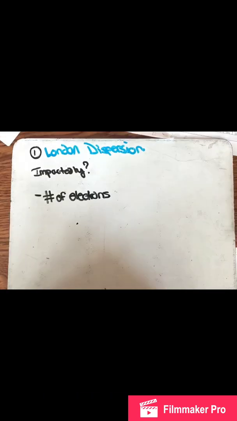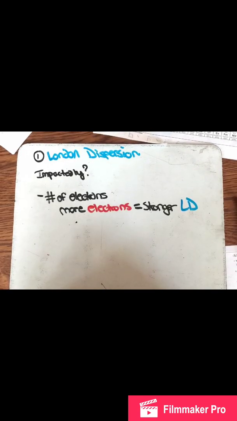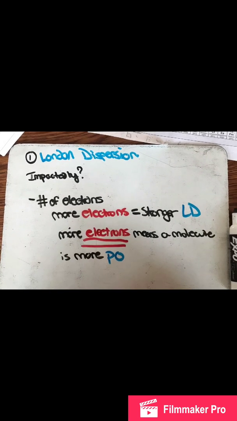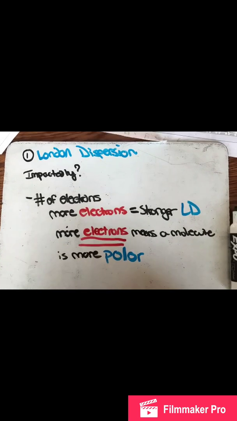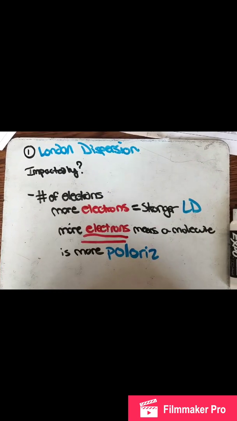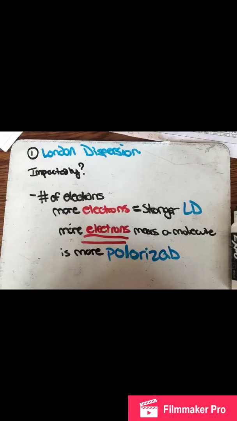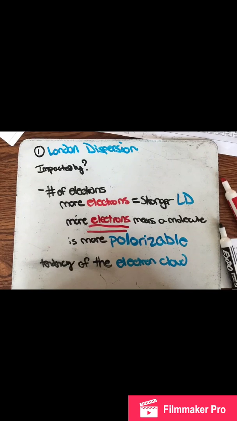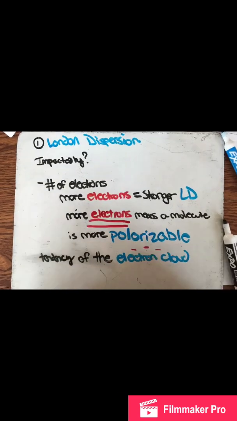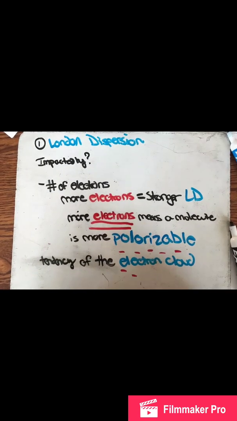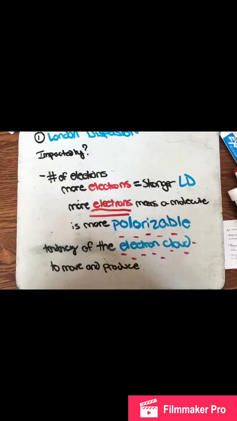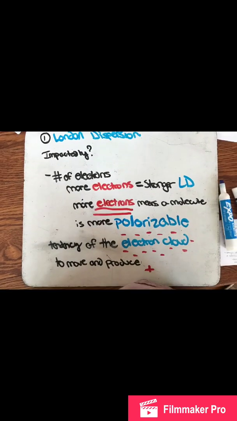Another thing London dispersion forces are impacted by is number of electrons. More electrons means a stronger London dispersion force, and this is because more electrons means that a molecule is more polarizable, and that is the tendency of the electron cloud to distort or to move between the 2 atoms of a compound and create those positive and negative charges. So more electrons means more possibility for the electrons to move between the 2 atoms and create those positive and negative charges that are temporary and cause LDs.